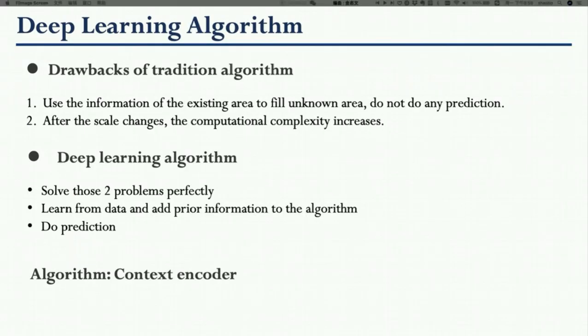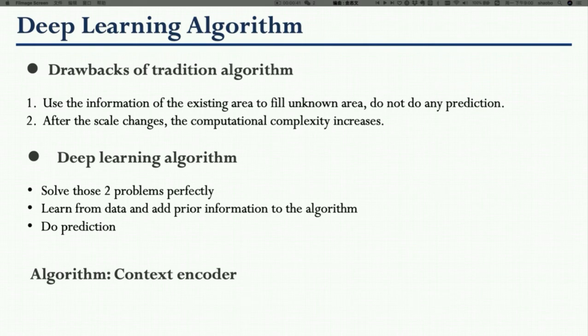We have introduced the two traditional algorithms, and both of them are based on mathematical methods. However, traditional methods have the following two drawbacks. First of all, traditional methods can only use the information of the existing area to fill the unknown area, but they will not do any prediction. Second, when the scale changes, such as rotation, the computational complexity increases drastically. Deep learning algorithms can solve those two problems, and the model will learn from the data and add prior information to the algorithm and then do prediction.